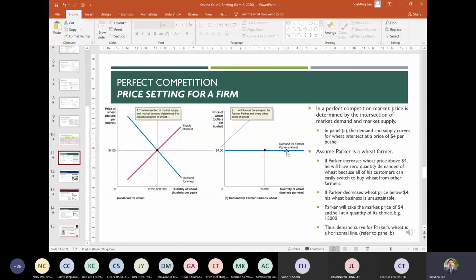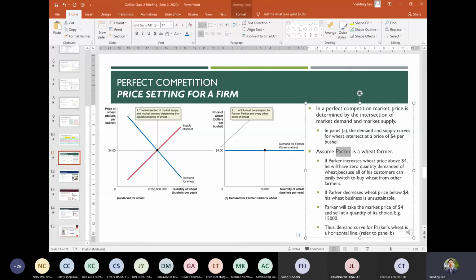So I use an example of the agriculture industry. All right, so let's say Parker is a farmer producing wheat. And assume that the market price now is $4 per bushel. And at the market price of $4, the quantity demanded for Parker is 15,000 of wheat per year, right?